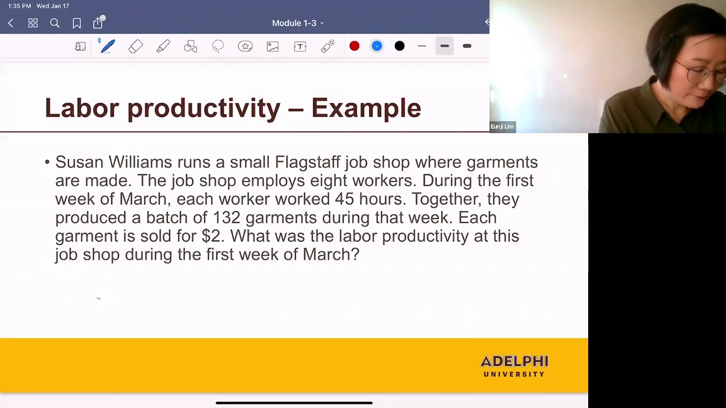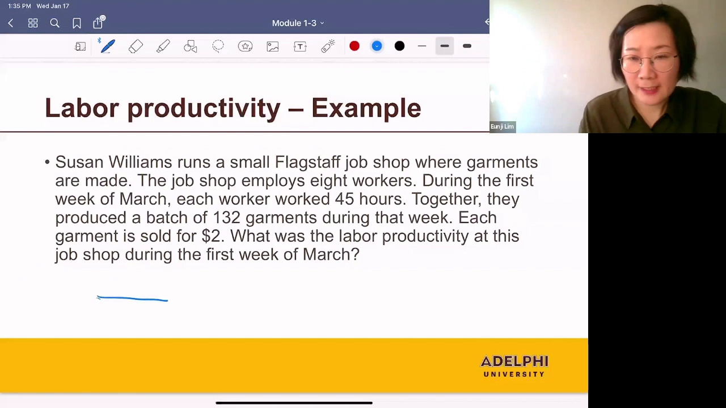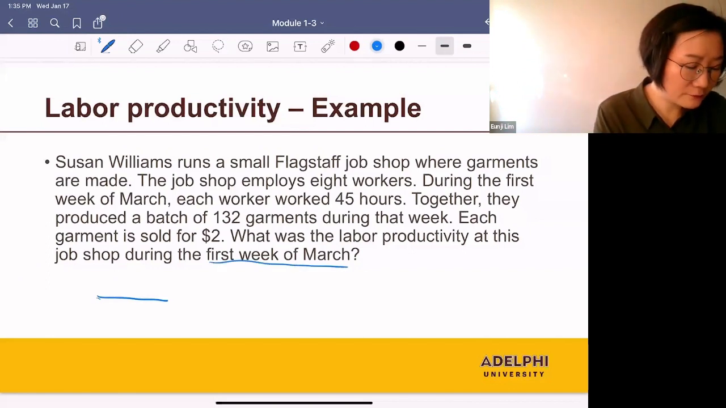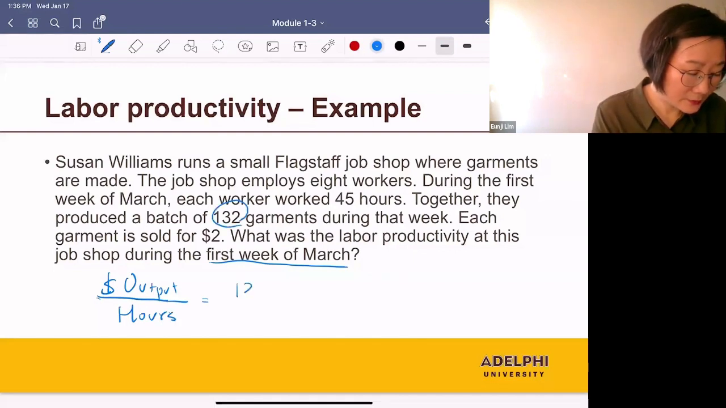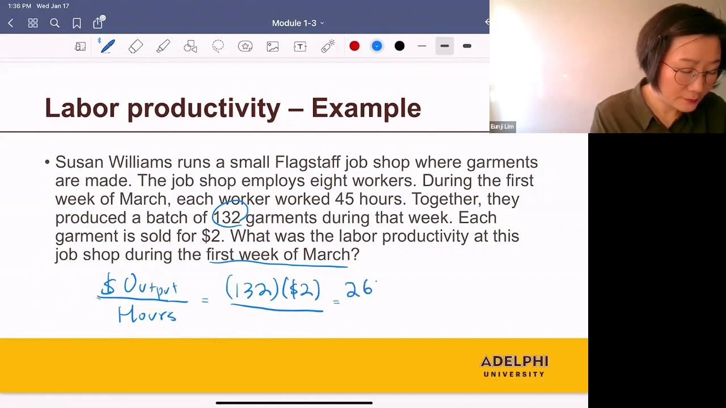So let's use the definition. What's the time frame? It's the first week of March. What's the dollar value of the output that's produced? They produced 132 garments, and each is sold for $2. So $264. Now, what's the total labor hours used?